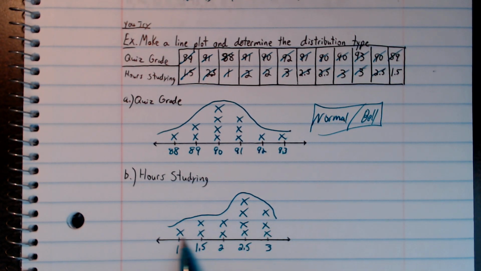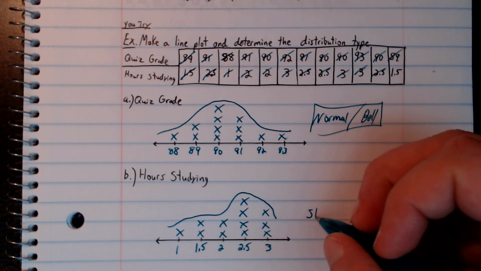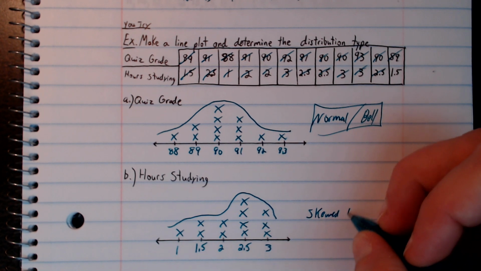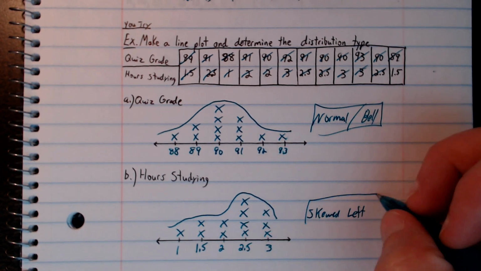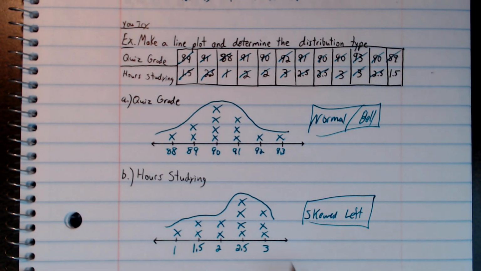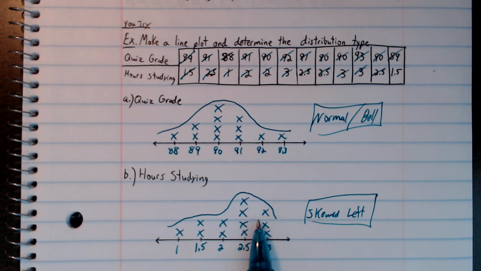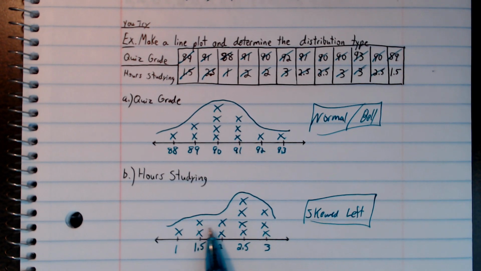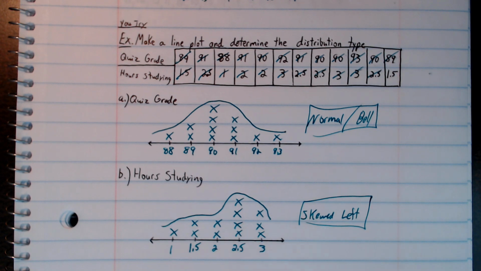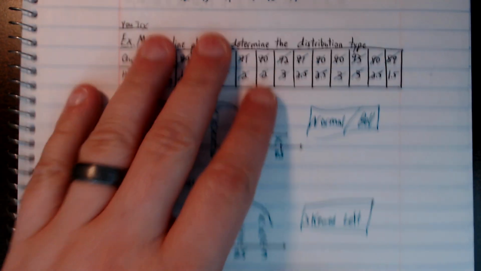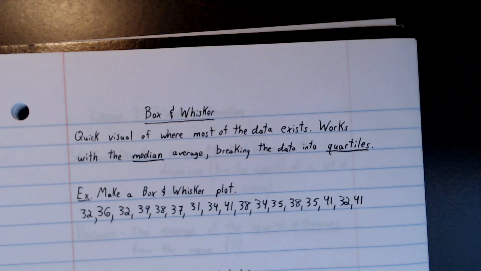I mean, you could probably call this skewed left. I would. Most of our data happens to be over here. Maybe if they were a little bit less over here, it might be more clear. Pretty easy so far, right?